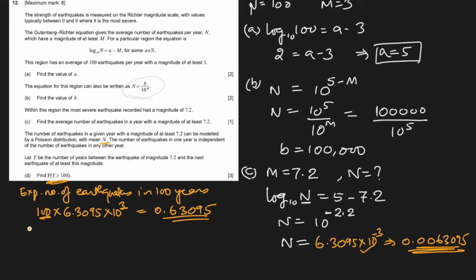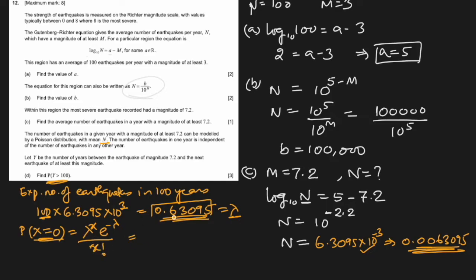But we want 0. This is lambda for us, we want the probability that x is equal to 0. Number of earthquakes in 100 years is 0, and the mean number of earthquakes is this. We know this will be lambda to the power x times e to the power minus lambda, over x factorial. I'm doing it manually. You can also use a calculator. Just in Poisson distribution, plug in x equal to 0 and give lambda mean as this, and you will get your answer.